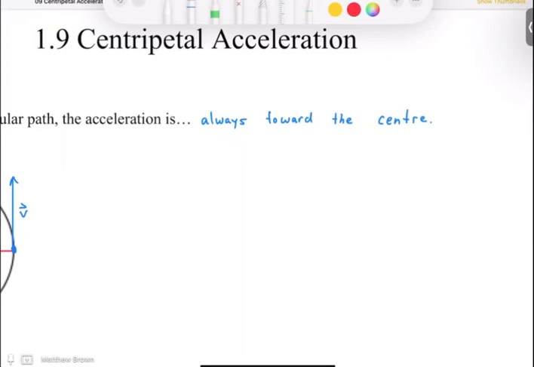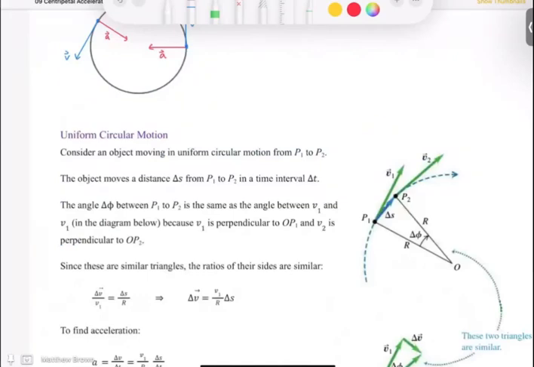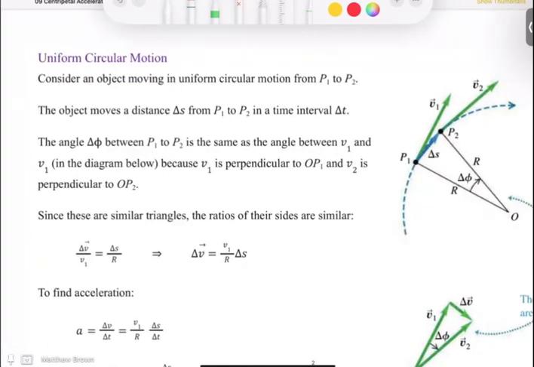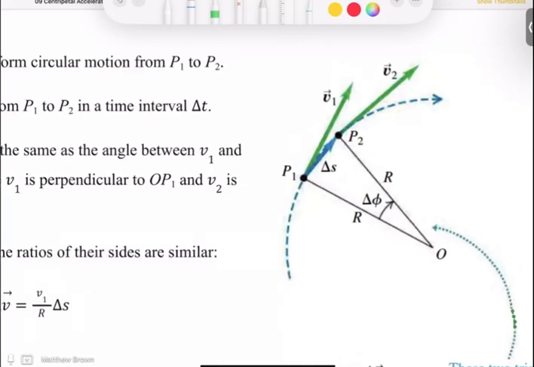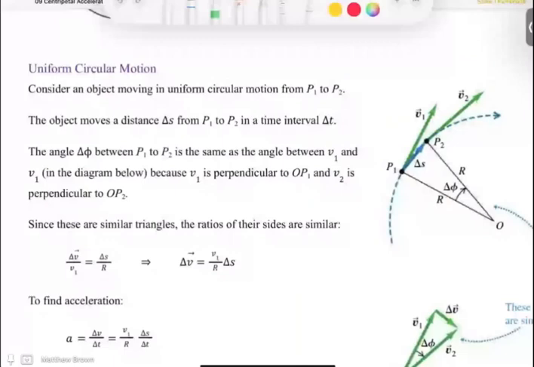There you go, nice Canadian spelling there. Down here below, I didn't really like the one in the textbook. It seemed a little too much to it. So this is the simplest version I can find of it, just to show you how we get an equation, because we need an equation if we're going to use this. So consider an object moving in uniform circular motion from point P1 to point P2. You can see it's circular motion. We've got the same radius here at both points. And this is in some time interval delta t.